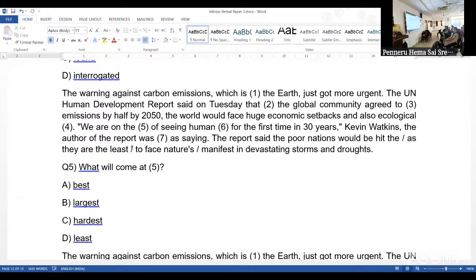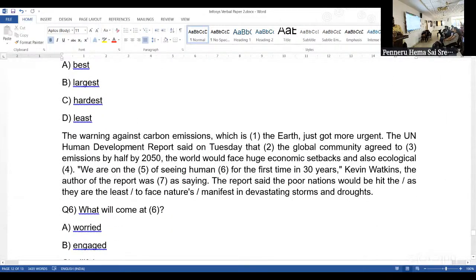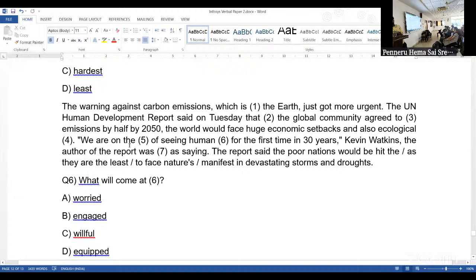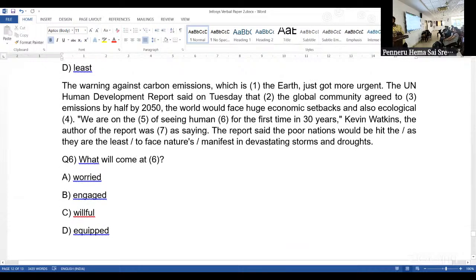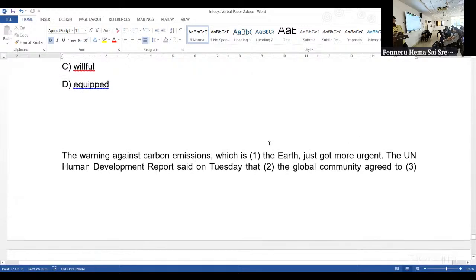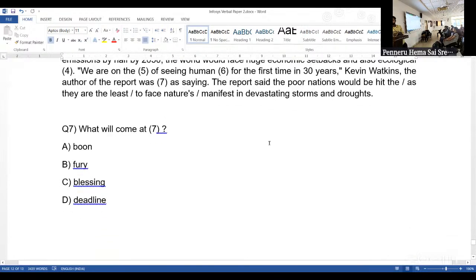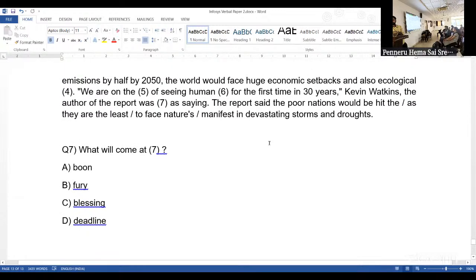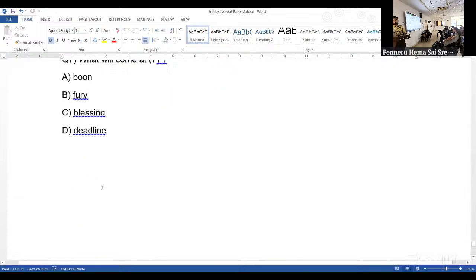Kevin Watkins, the author of the report, was dash. Sorry. We are on the hardest of seeing human dash. Worried. For the first time in 30 years, Kevin Watkins, the author of the report, was dash as saying. What is the word? Boon, fury, blessing, deadline. Fury. Because boon and blessing both are positive words, we need to use a negative word.